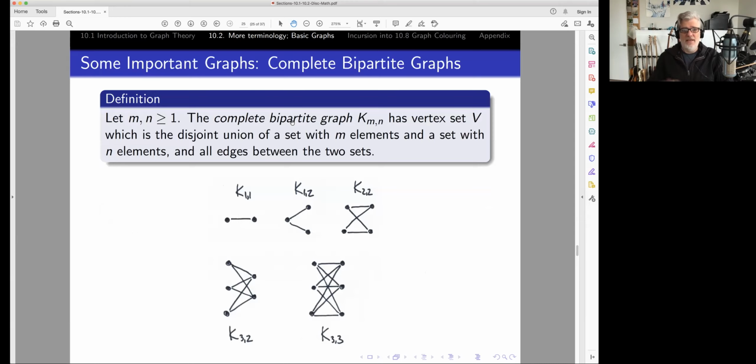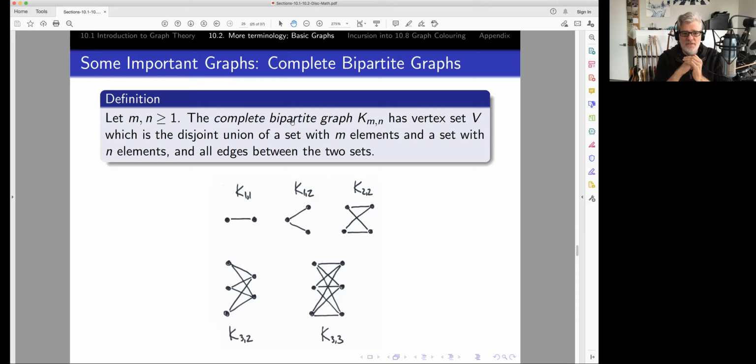Before I go back to that, let's define another family of important basic graphs. These are the complete bipartite graphs. Be careful, they're not complete graphs. They are complete bipartite. So they are the bipartite graphs that have the most edges, in a sense. Now I need two positive integers, m and n, and my graph is called K_{m,n}. And it is the complete bipartite graph.